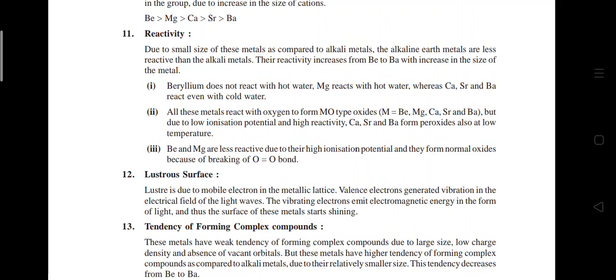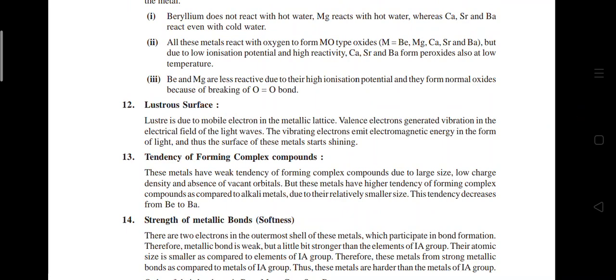11th, reactivity. Due to small size of these metals as compared to alkali metals, the alkaline earth metals are less reactive than alkali metals. This reactivity increases from beryllium to barium with increase in the size of metal. Beryllium does not react with hot water, magnesium reacts with hot water, whereas calcium, strontium and barium react even with cold water. All these metals react with oxygen to form MO type oxide, but due to low ionization potential and high reactivity, calcium, strontium and barium form peroxide also at low temperature.